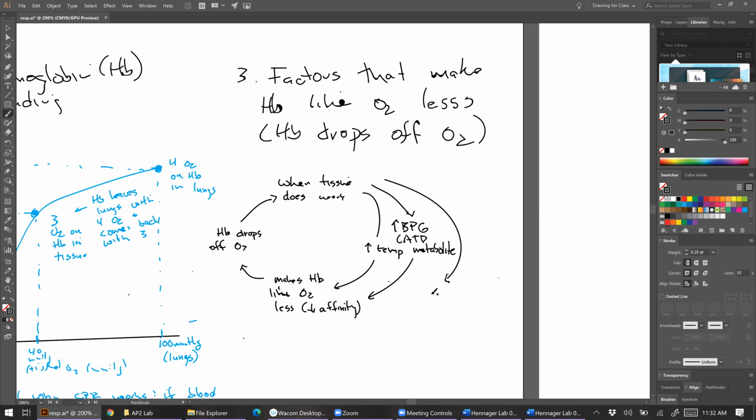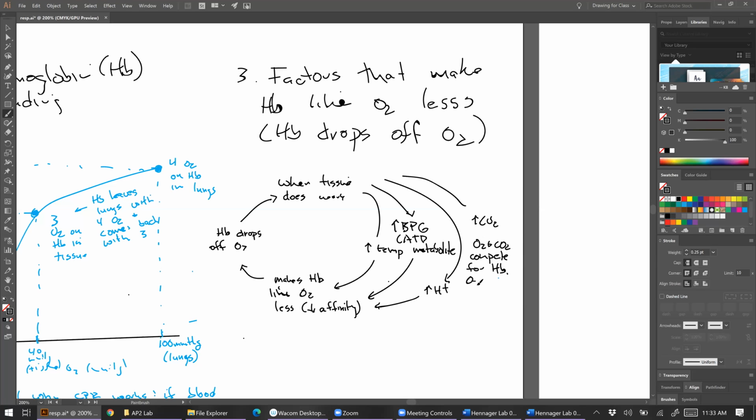Another one here is going to be acid. So when you feel that burn in your muscle, that's lactic acid, that's acid. And acid also kicks oxygen off of hemoglobin. And then probably even the most important one is increased CO2. Because O2 and CO2 compete for hemoglobin, so they fight over it.